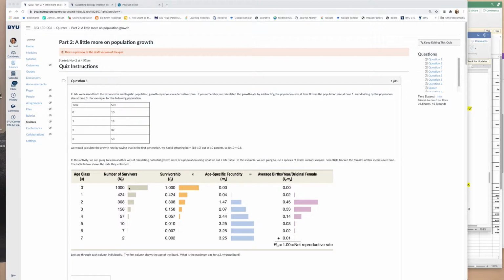Well, we do survivorship. So we assume that if there were 1,000 babies, there should be 1,000 1-year-olds, but we only have 424 1-year-olds. So your chances of surviving to the next year are 42%, and then it drops to 30%, 15%, 5%, 1%, less than 1%. Okay, so that's your survivorship.